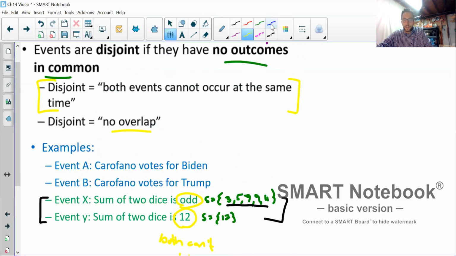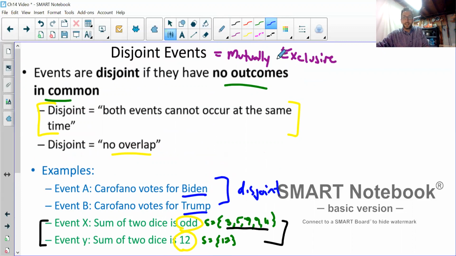Or like here, on Tuesday, Carafano votes for Biden, Carafano votes for Trump. Can't do both, right? There's no way I can vote for Biden and Trump. Can't do both, no outcomes in common. These are disjoint or mutually exclusive events.